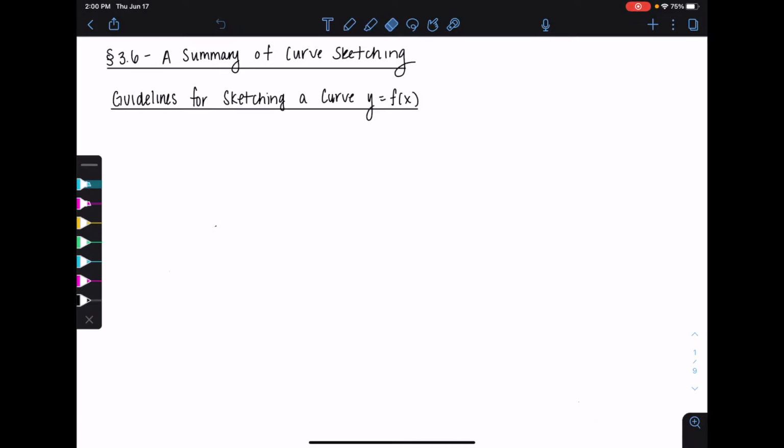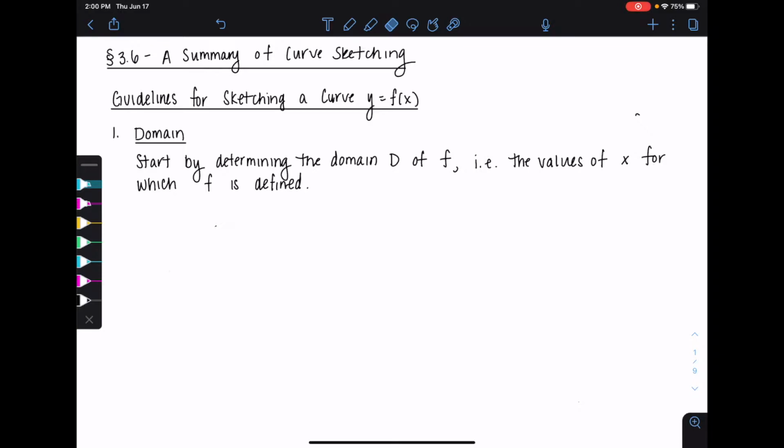So first and foremost, when you're starting with any function, you need to find its domain. Where does it even make sense to test? Where does it even make sense to find increasing and decreasing? You want to find the values of x for which the function is defined.